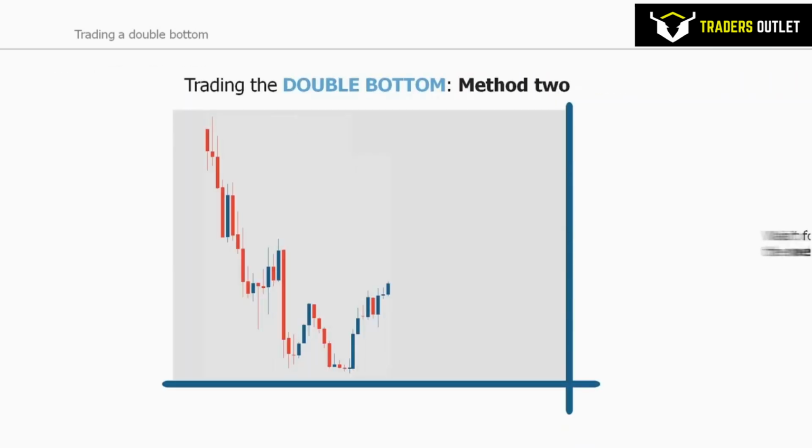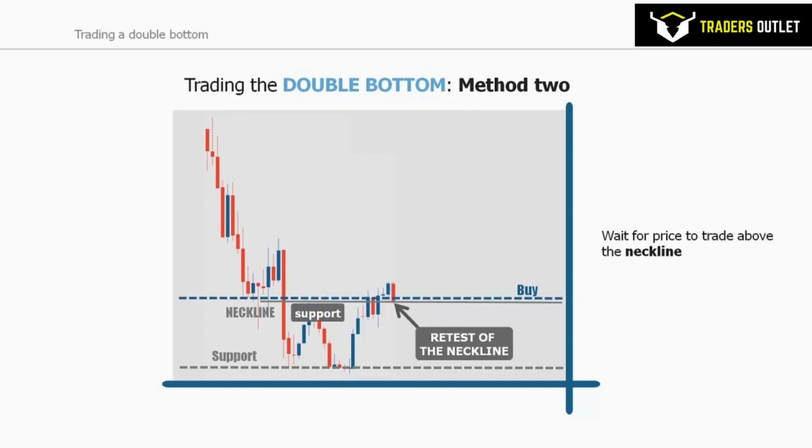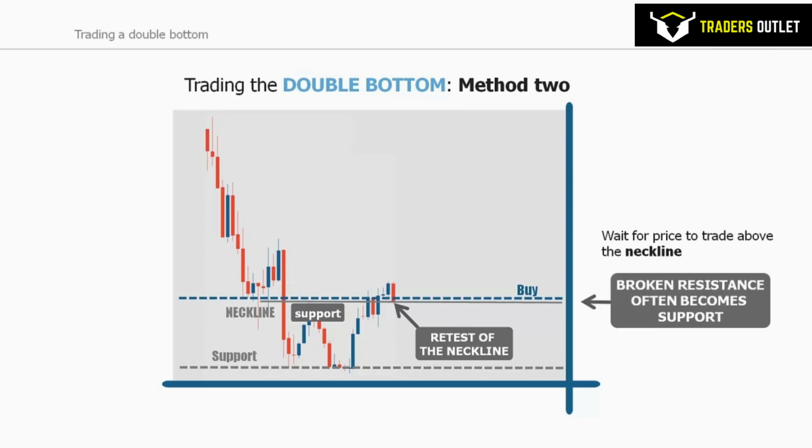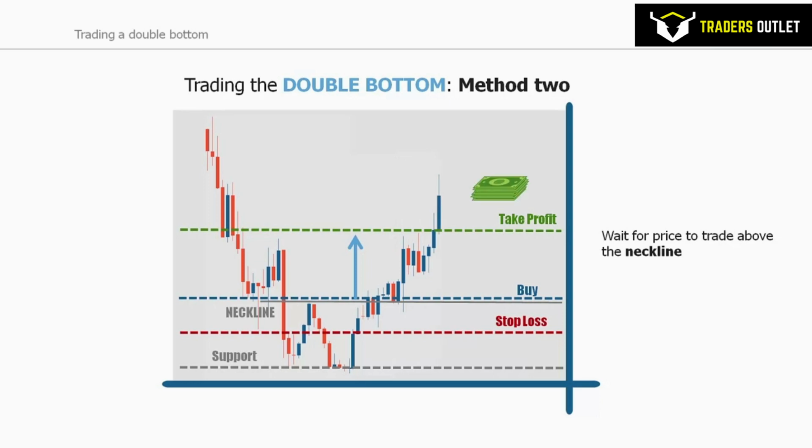The second and more conservative way traders like to trade this pattern is to wait for the price to trade above the neckline, which is also viewed as broken resistance. They would then look to place a buy order on the retest of the neckline, which would now act as potential support. Remember, once resistance gets broken, it is likely to become support. The stop loss would go below the new support area, and the take profit would be measured as in the first example by taking the height of the pattern and extending this measurement up from the neckline.